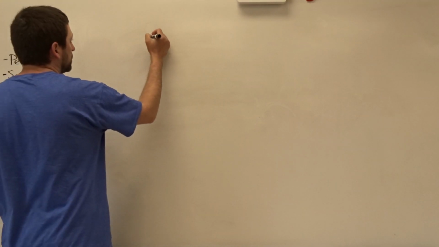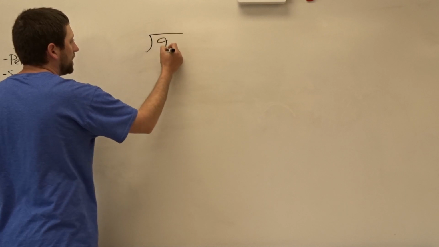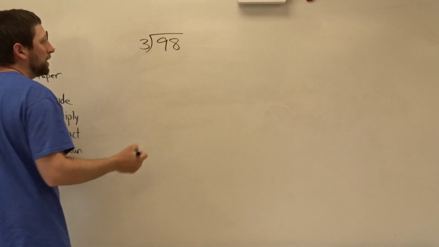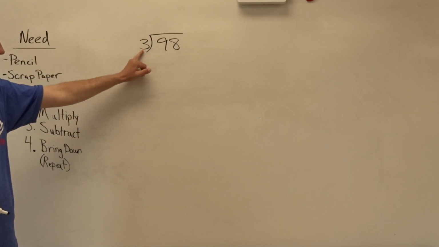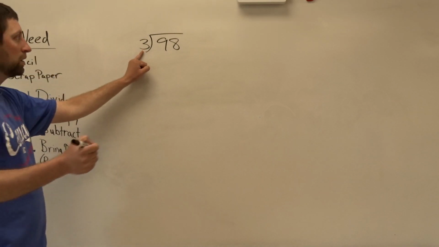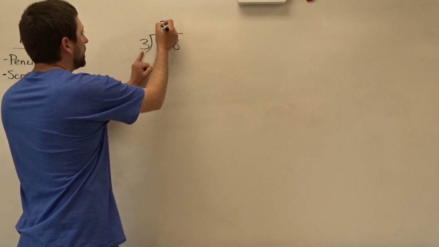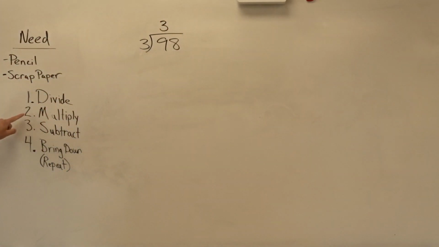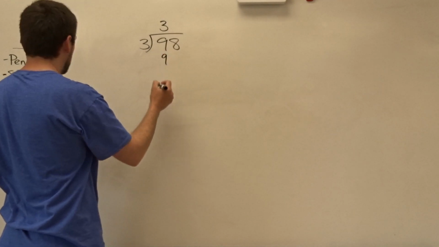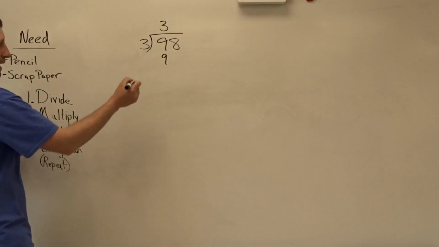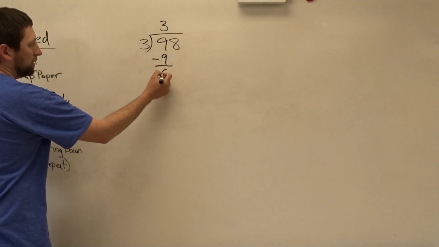Example number 2. 98 divided by 3. Okay, so for this example, 9 divided by 3. 9 divided by 3, I can do that 3 times. Second step, multiply 3 times 3, that's 9. Third step, subtract 9 minus 9, that is 0.